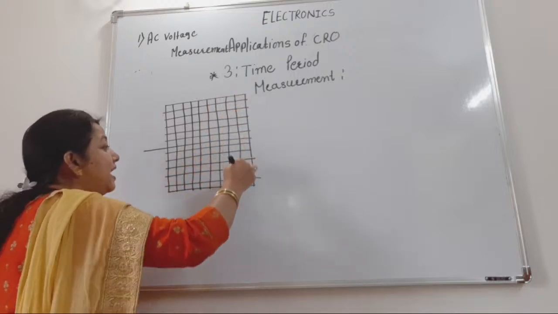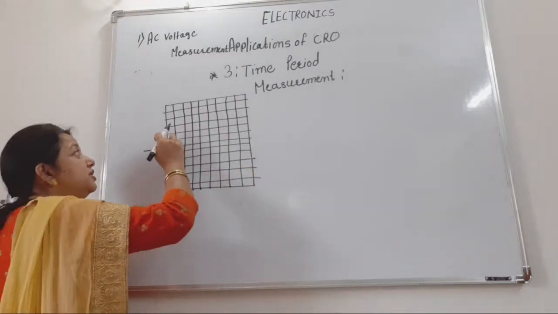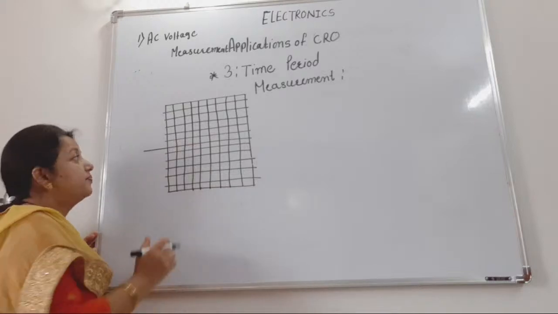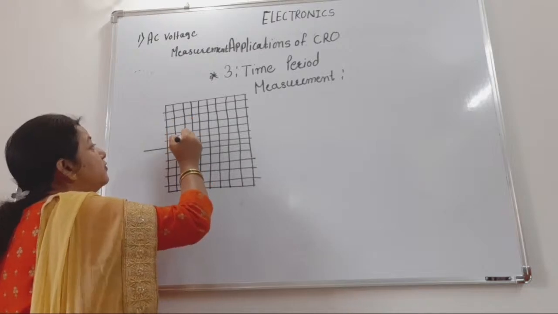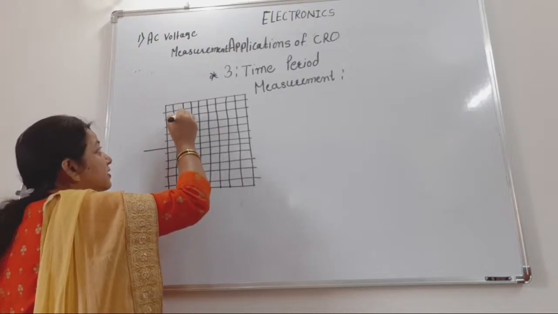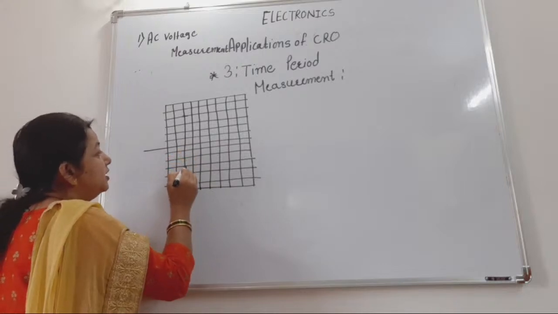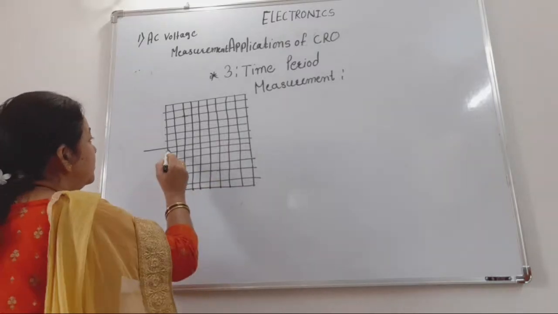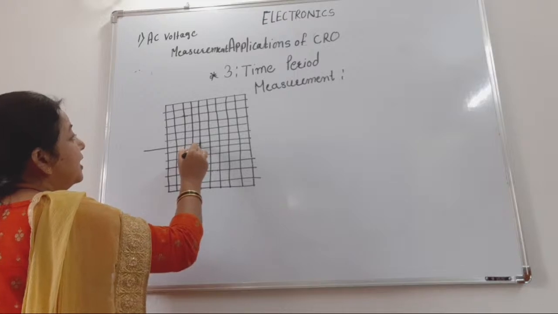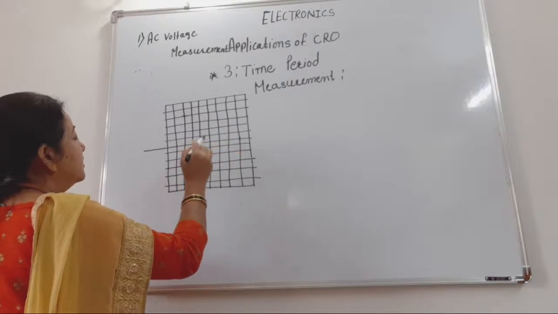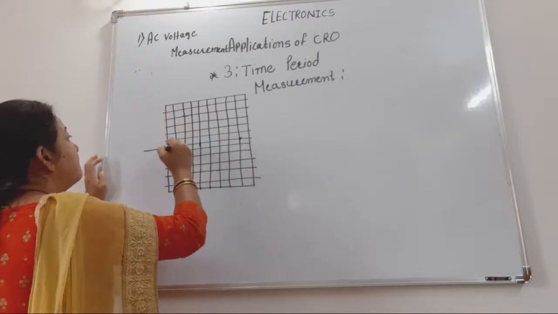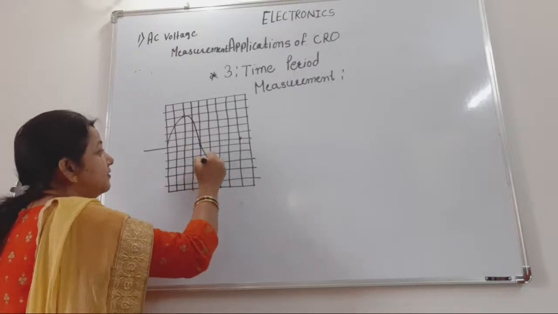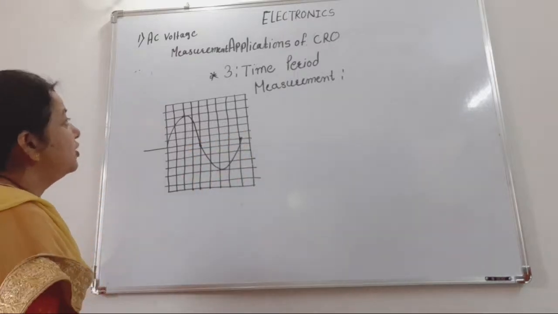By adjusting the time per division knob, we try to adjust at least one cycle of that sine wave with its proper full amplitude. So here suppose 1, 2, 3, 4, and here also 1, 2, 3, 4. Here we select 4 divisions for the positive half cycle and the remaining 4 for the negative half cycle. In this way we draw the diagram.